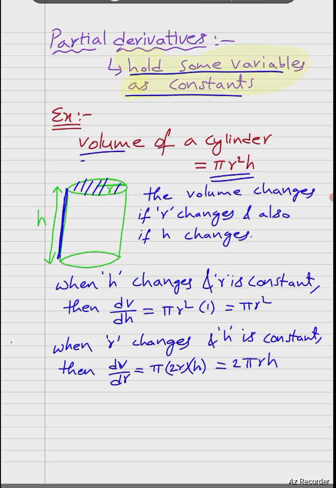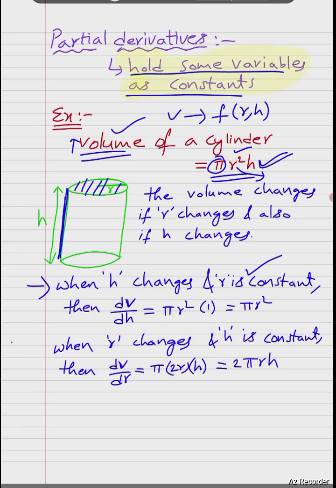Here volume depends on height and also radius. Pi is anyhow constant only. If height changes, the volume changes. Or if r changes, again the volume changes. So here, volume is a function of both radius and height. So first we'll assume that only height is changing, radius is not changing. Then the derivative of volume with respect to height is what?